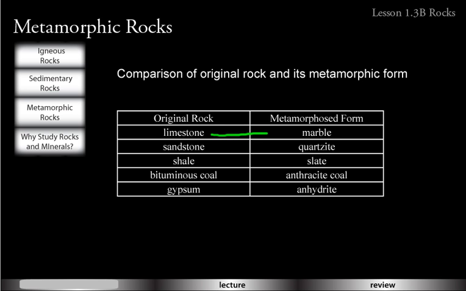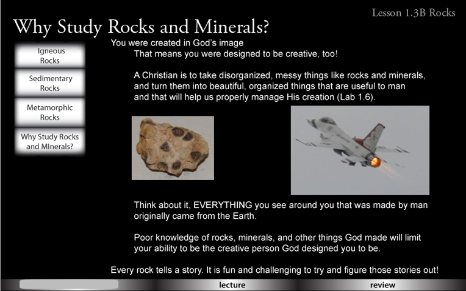And so we have limestone that can get turned into marble, sandstone into quartzite, and we just saw a picture of that. Shale gets turned into slate, bituminous coal into anthracite coal, gypsum into anhydrite. You'll be comparing some original and metamorphosed rocks in Lab Activity 1.5 as well. And so at the end of each of these Earth Science basic sections, I have a Why Study section. So now let's talk about why study rocks and minerals.